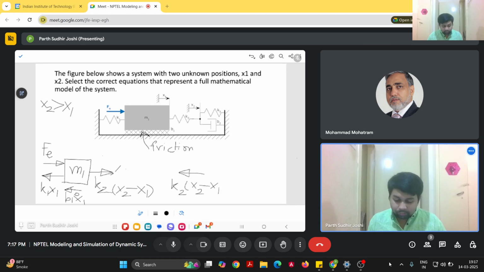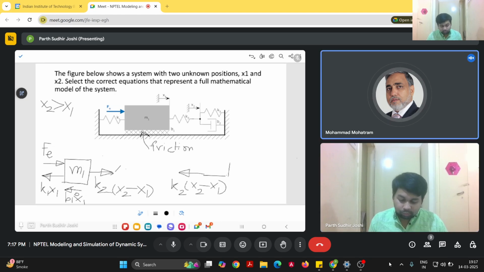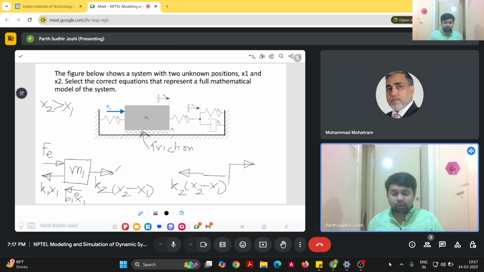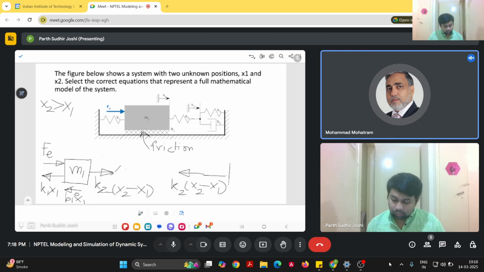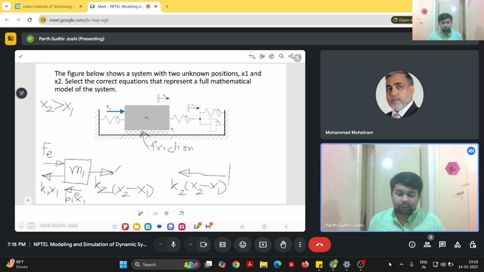So we'll just draw the free body diagram to indicate the directions and magnitudes of these forces which are acting at that particular point. Now, because this x2 is rightwards, we can consider that this spring K3 is in compression.